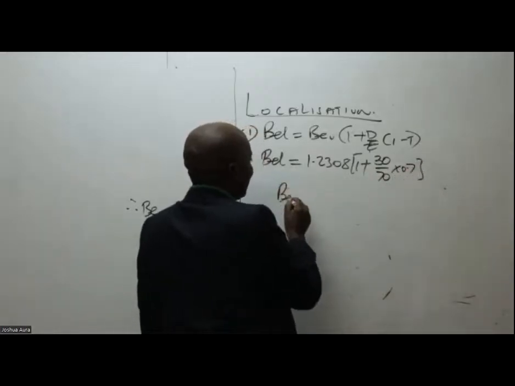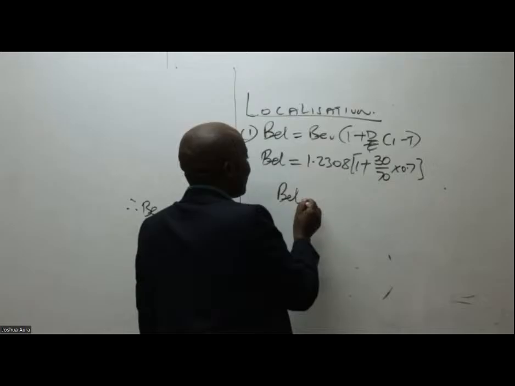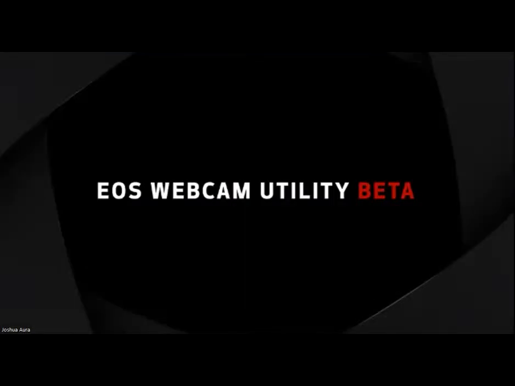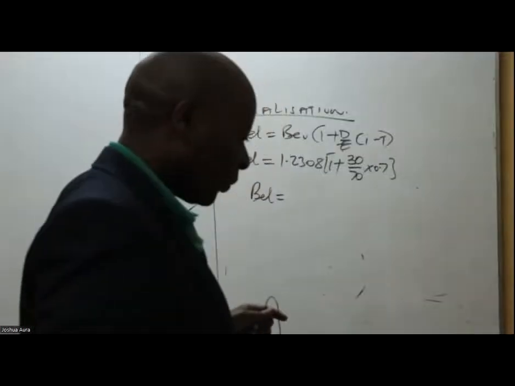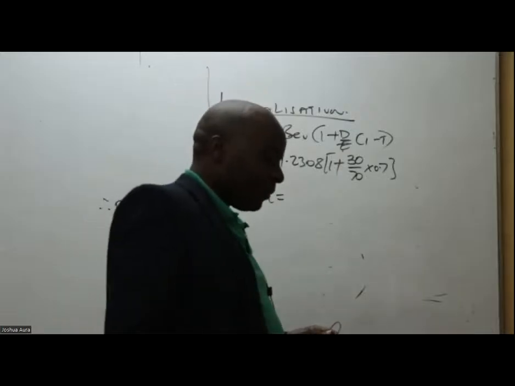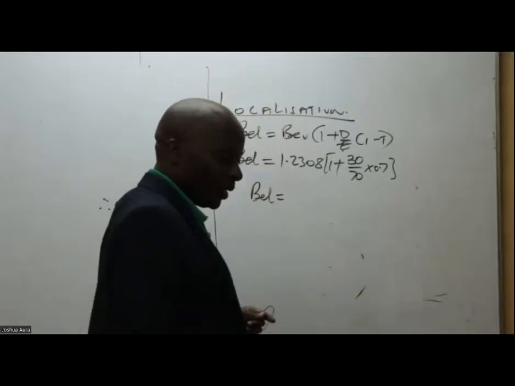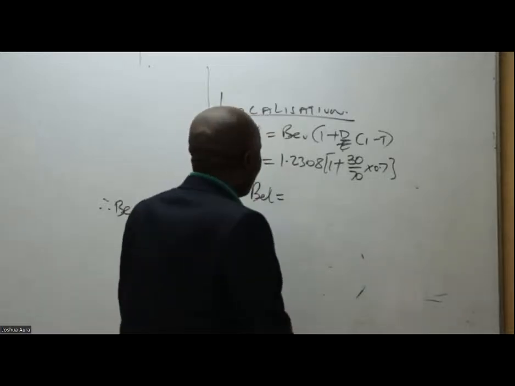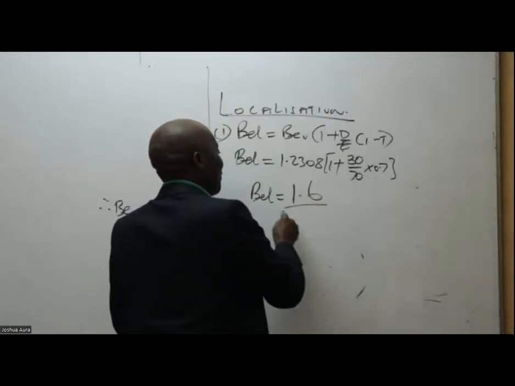The BEL answer will be very similar to the other one we got above. What are we able to see? How much does BEL come to at the end of the day? It is 1.6, and I hope this 1.6 is quite familiar to you.